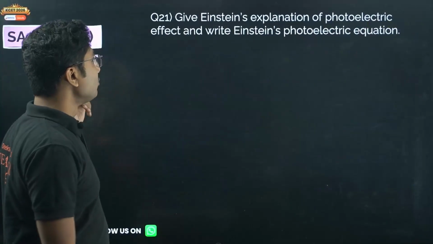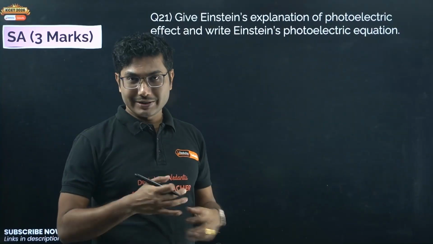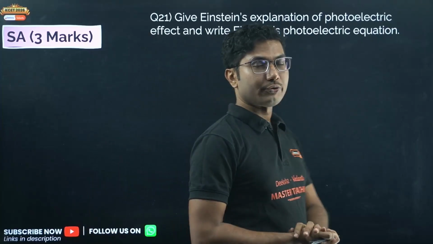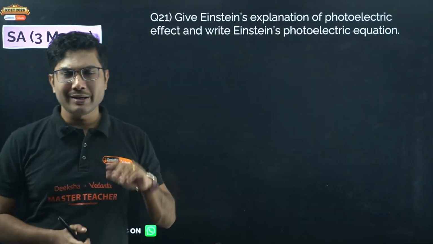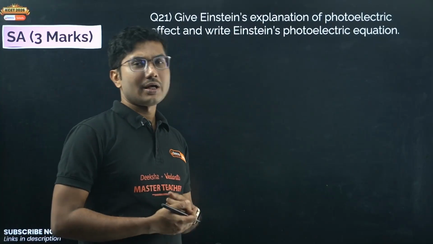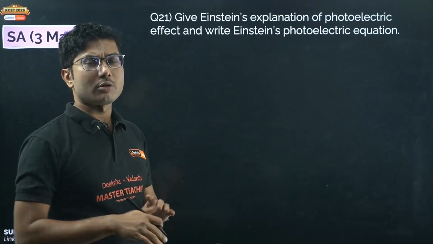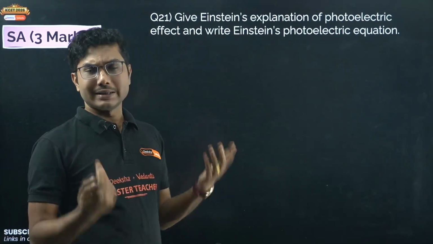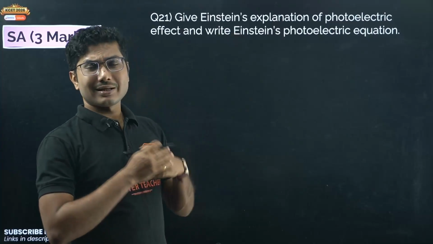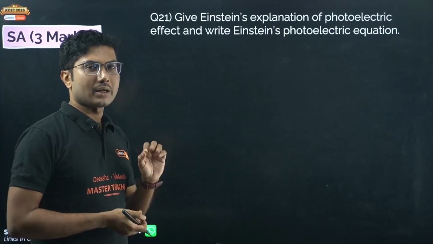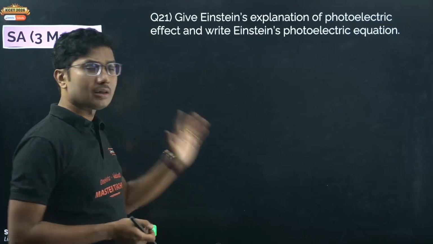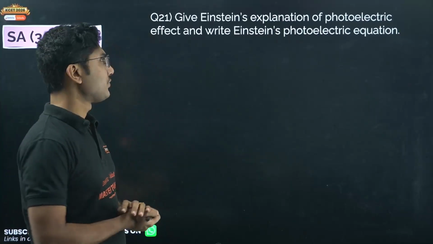Now let's move on to the 3-marker section. There is no 2-marker question going to come from this chapter, only a 3-marker question, and no 5-marker numerical. Like last year there was a small possibility of a 5-marker numerical, but that did not come. This year according to the blueprint, there will be no 5-marker question, only one 3-marker question will come, and we will practice all the questions that are going to come from this chapter.